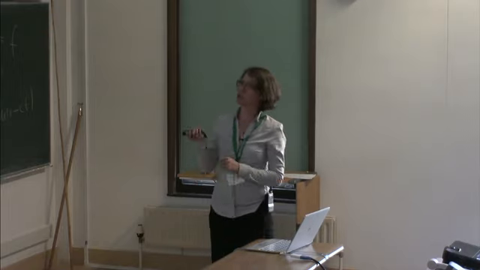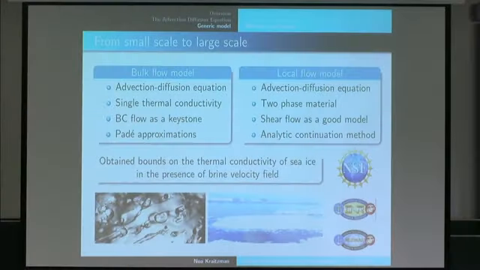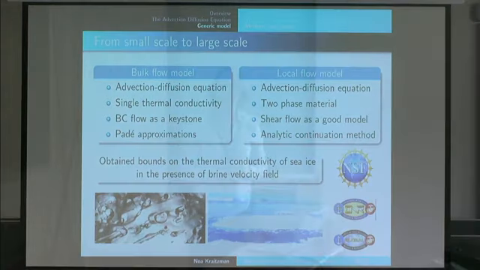Which model? The second model only talks about the flow inside the brine, so we're not crossing over. But the other model, the first model, we're talking about a bulk velocity field, in which case we assume it's some kind of an average velocity field already.